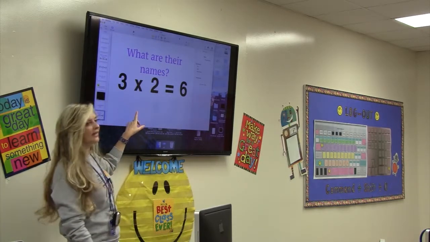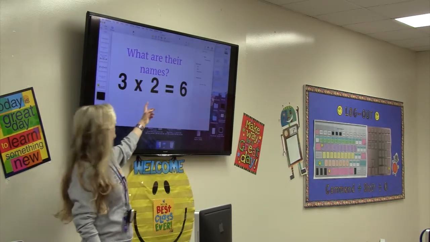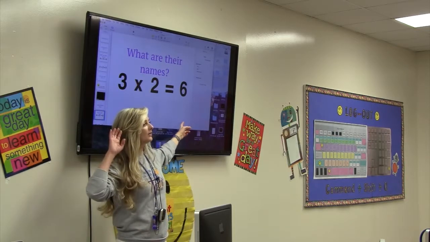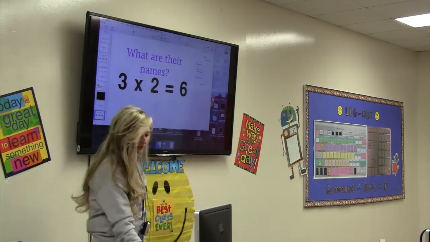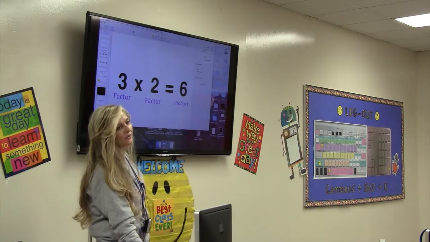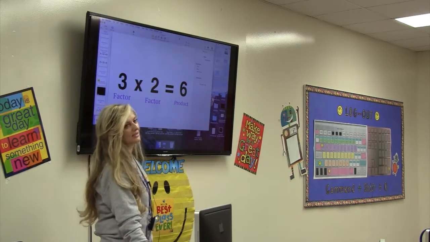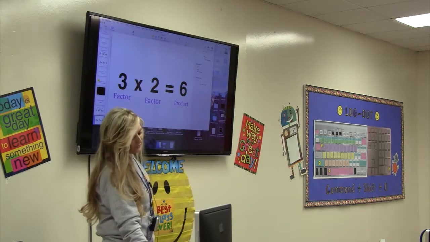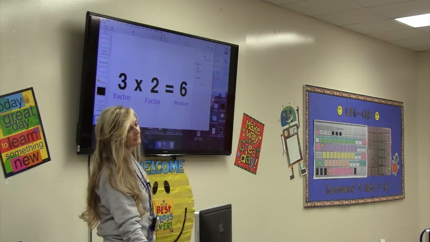What do we call it, everybody? Factor. So let's read it that way. Factor times factor equals product. Very good. Factor times factor equals product. If you don't have that in your notes, please write it in your notes. We did that last week. Factor times factor equals product.